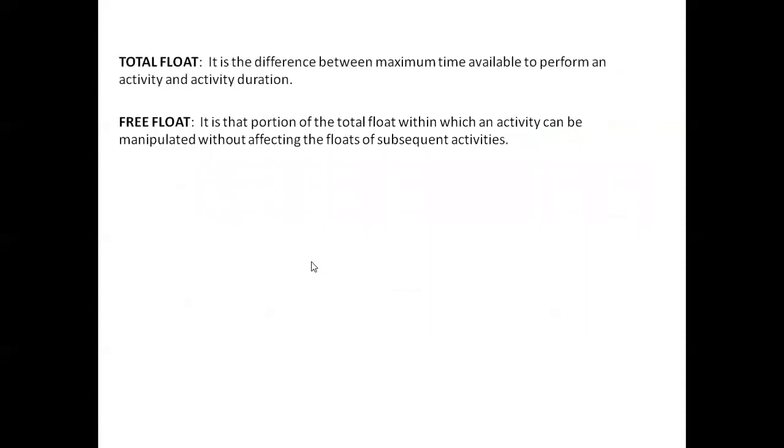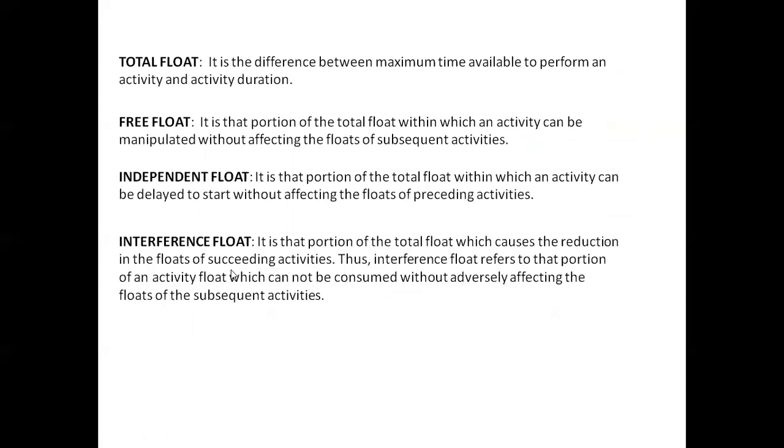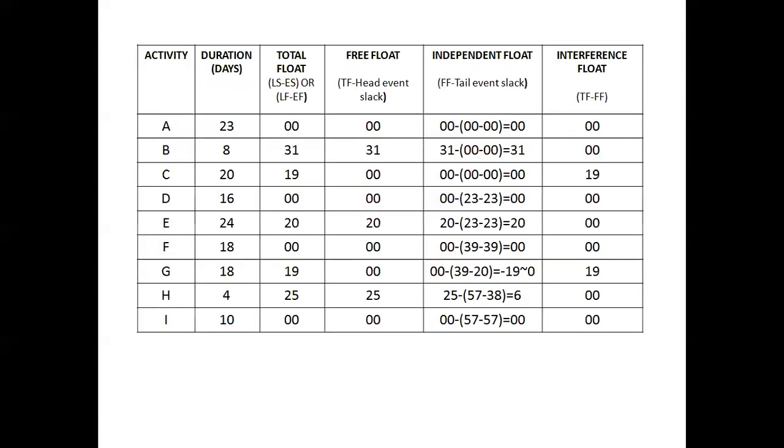Please go through the definitions once again, because in the theory part of the question paper on CPM, it may be asked to define total float, free float, independent float and interference float. Mathematically, we have seen in this table how they are calculated. Total float is this, free float is total float minus head event slack, independent float is the reverse of that, that is free float minus tail event slack. Then interference float means the difference between total float and free float.